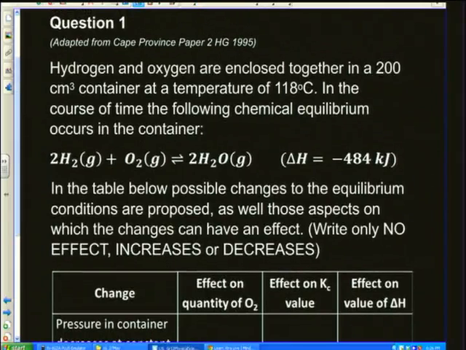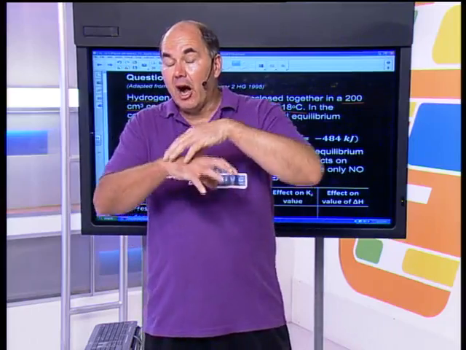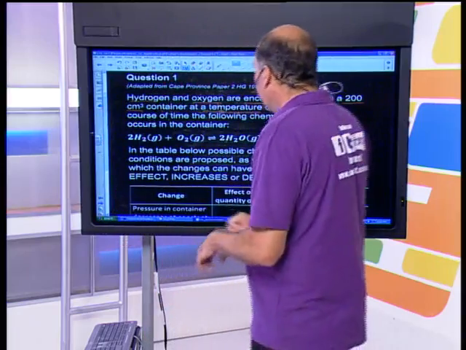The first thing was we're told hydrogen and oxygen are enclosed together in a 200 centimeter cube container at a temperature of 118 degrees Celsius. So I hope you can see the reactants are hydrogen and oxygen. A closed container means that after some time at this temperature, remember chemical equilibrium is specific for a temperature. And that's why it's related to temperature, and only temperature will change the Kc value.